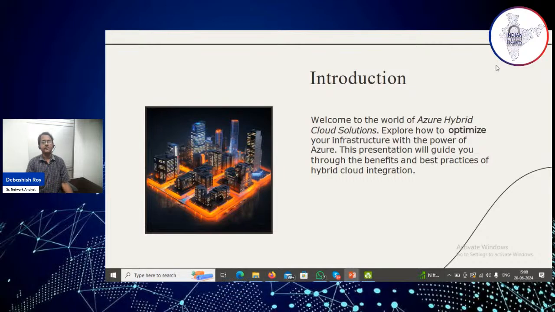So you should have some redundancy, like multiple paths to send your data to the destination. If one path fails, your data will travel across the second path. So definitely the cloud also has this hybrid solution, like Azure also has hybrid cloud solutions. We'll explore how to optimize your infrastructure with the power of Azure with this hybrid function, and this presentation will guide you through the benefits and best practices of hybrid cloud integration.